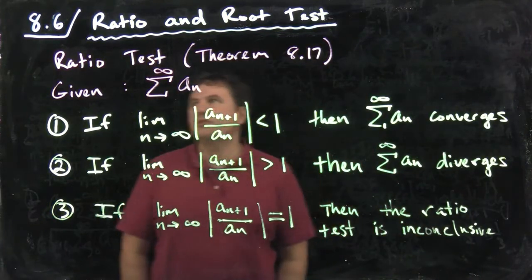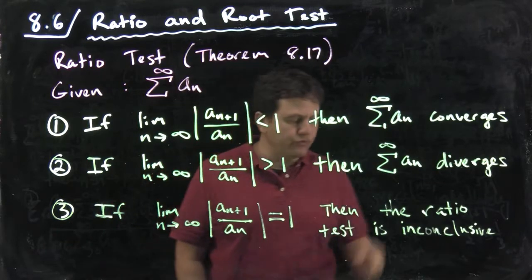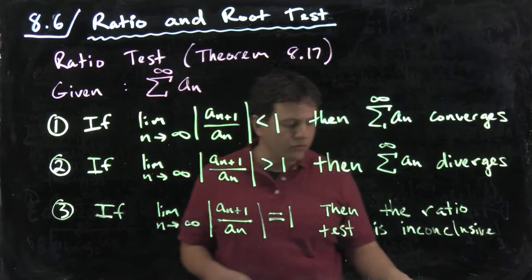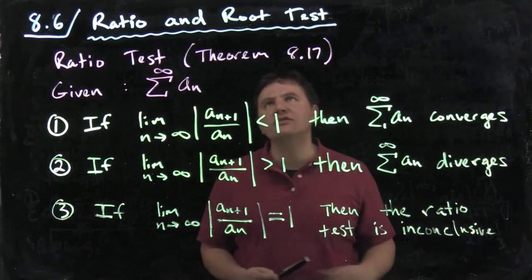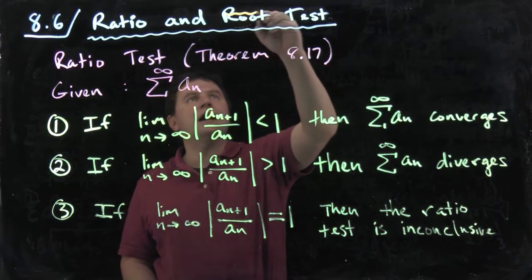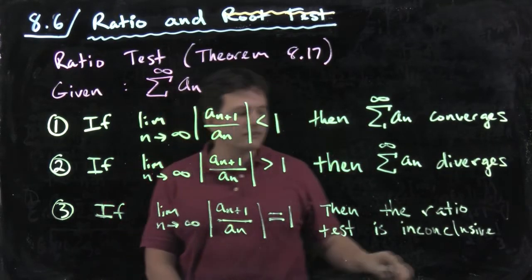Okay, today I'm going to talk about 8.6, the ratio test. The root test is also in this section, but the root test is not something that we need for the AP test. So this year, we will not cover the root test. Okay, so we'll just be looking at the ratio test.